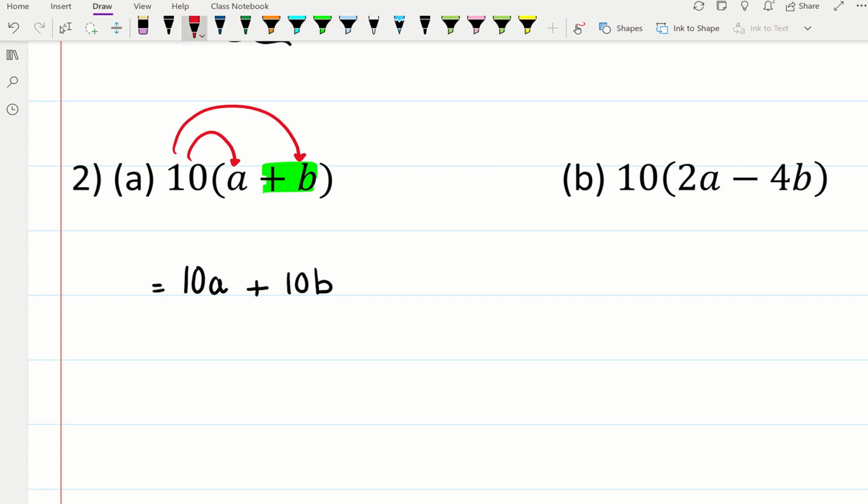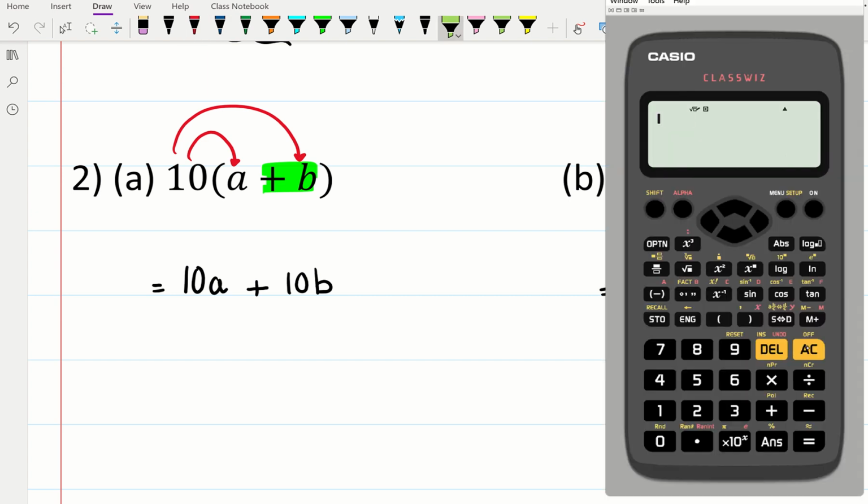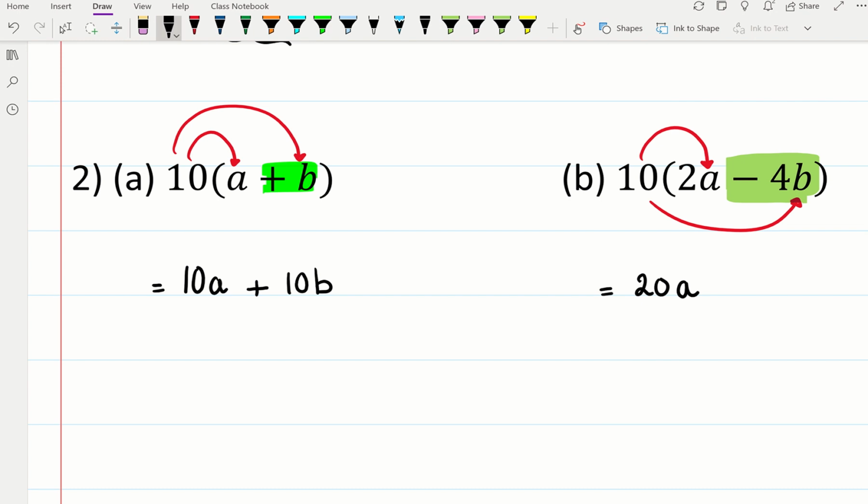Next one is similar, but the a and the b have numbers next to them. So I'm going to multiply 10 by 2a. 10 by 2 I can do, and I can do it with a calculator as well. 10 times 2 is 20. 10 times 2a is 20a. 10 times negative 4b, so let's highlight that, it's a negative 4, and again you can use your calculator. 10 times negative 4, you can't put the letters in, but you can put the numbers in, and you can see that it is negative 40b.